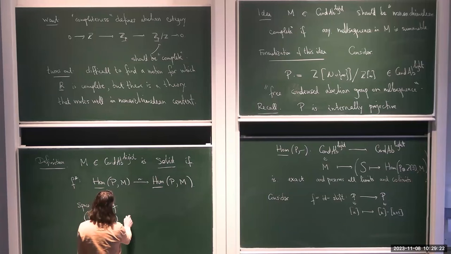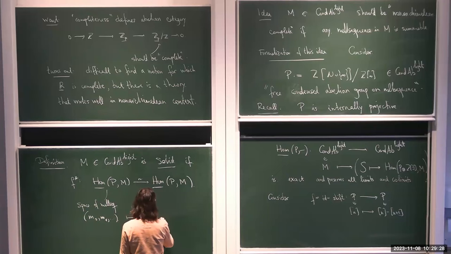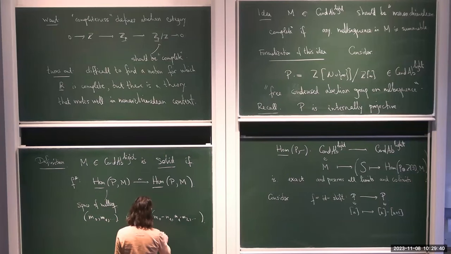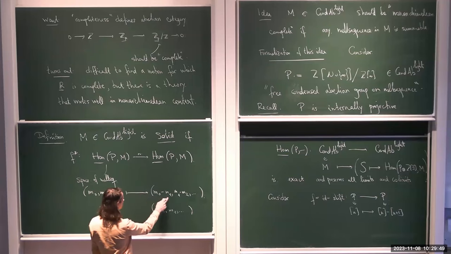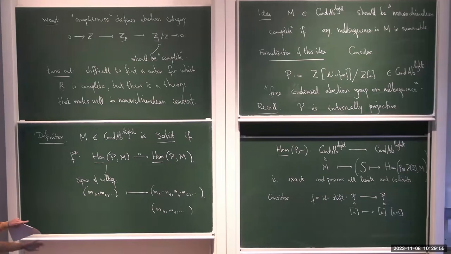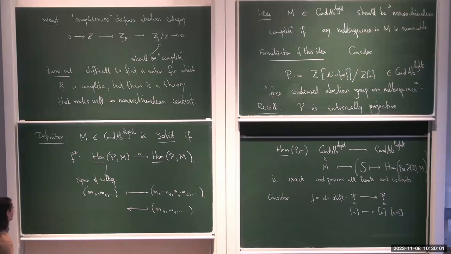And what does F upper star do? Well, if you just translate the formula out, it just sends such a null sequence to a new null sequence, which is m0 minus m1, m1 minus m2, and so on. And what would the inverse be? The inverse should send a null sequence here. Well, you should be able to recover m0 as m0 minus m1 plus m1 minus m2 plus m2 minus m3 and so on. Because by telescoping, right, it's a null sequence, so it should be this one.